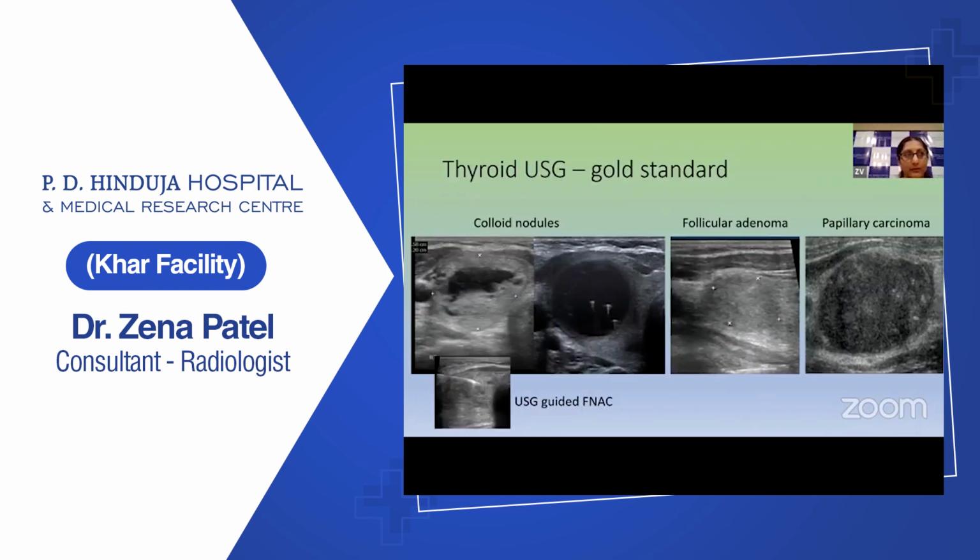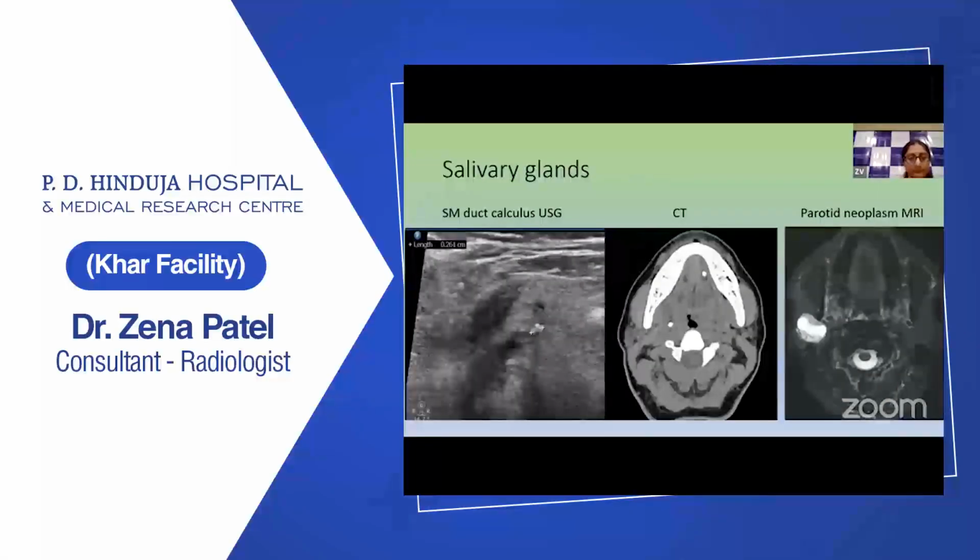For thyroid, ultrasound is the gold standard, and in fact, there is no other modality which will replace it as far as evaluation of thyroid nodules goes. Here, there are various examples of different types of thyroid nodules, which are very well seen and in fact FNAC proven. And the USG-guided FNAC can also be done in thyroid. So there is no need for any other investigation for evaluation of these nodules.